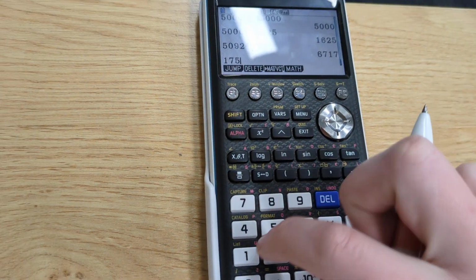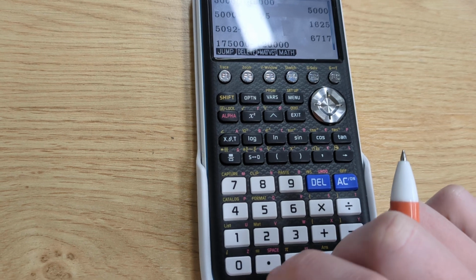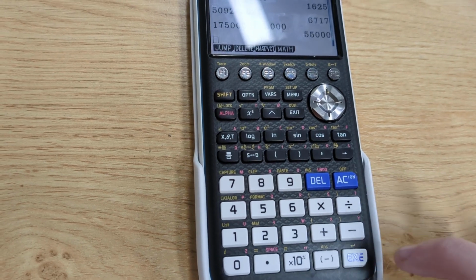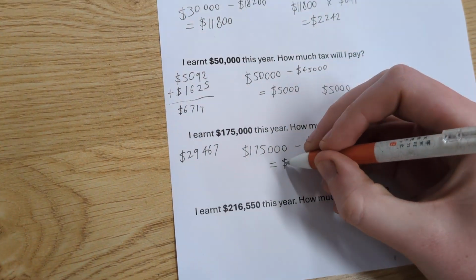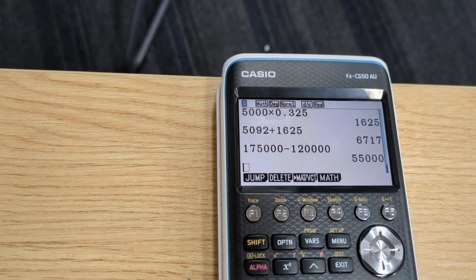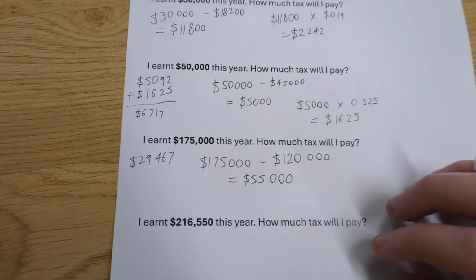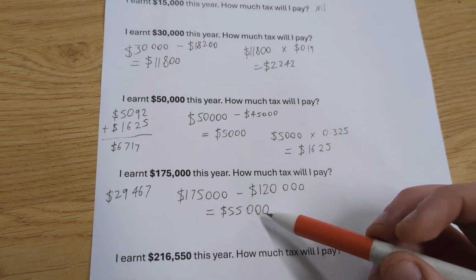175 minus 120. Make sure you get your zeros right. Don't do 12,000 or 1.2 million because you'll know about it. Wait, did I even show you the calculator then? Sorry if I didn't. I probably didn't. Looks like that. 55,000. So that's how much is over 120 grand.